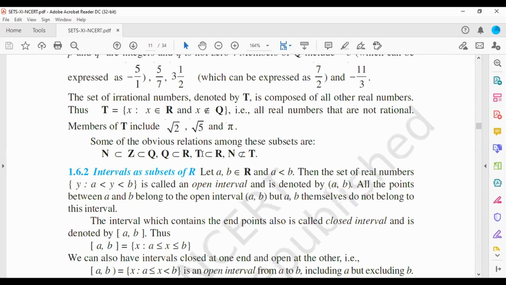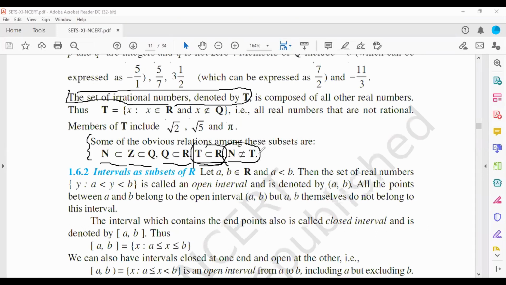What else? Some of the obvious relations they have given you: the natural numbers N are a subset of Z, Z is a subset of Q, Q is a subset of R, and T is a subset of R. Temporarily they gave the set of irrational numbers the symbol T. So the irrational numbers are also a subset of R, but natural numbers are not a subset of irrational numbers. T, the set of irrationals, is a temporary symbol they have given.